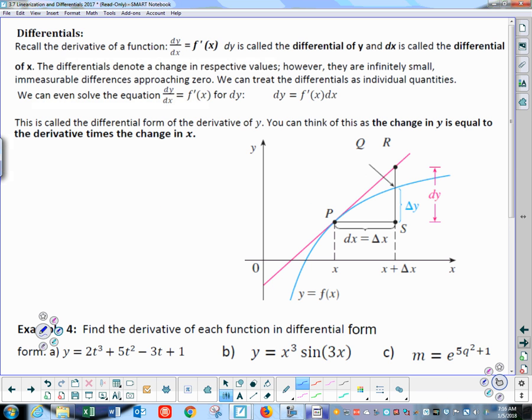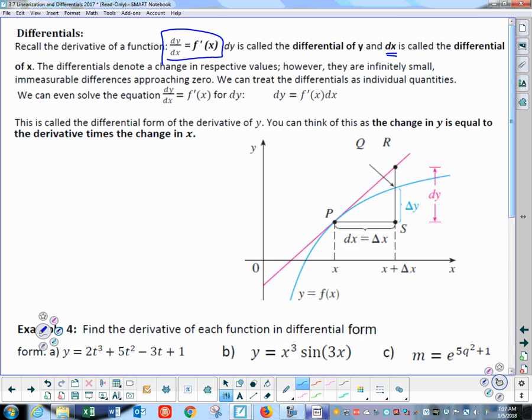Example 3 we did in class on the first day, so I'm going to move past that one. Then we're going to talk about differentials. And differentials, we can talk about dy dx is equal to the derivative f prime of x, and dy would be what we call the differential of y, and dx is referred to as the differential of x. The differentials denote really just a change in their values in y or a change in x.